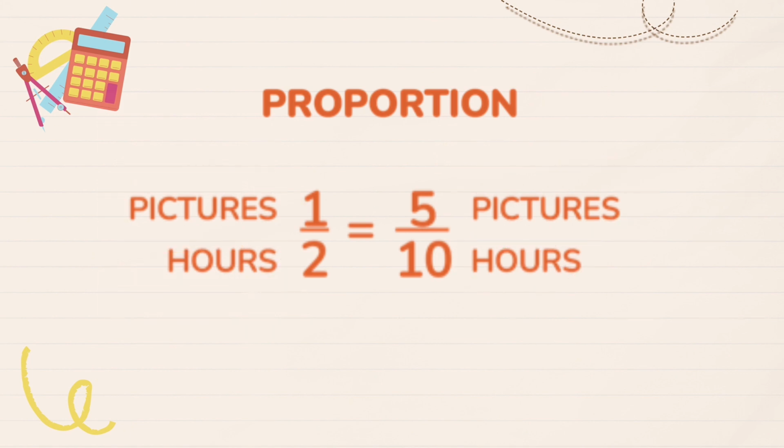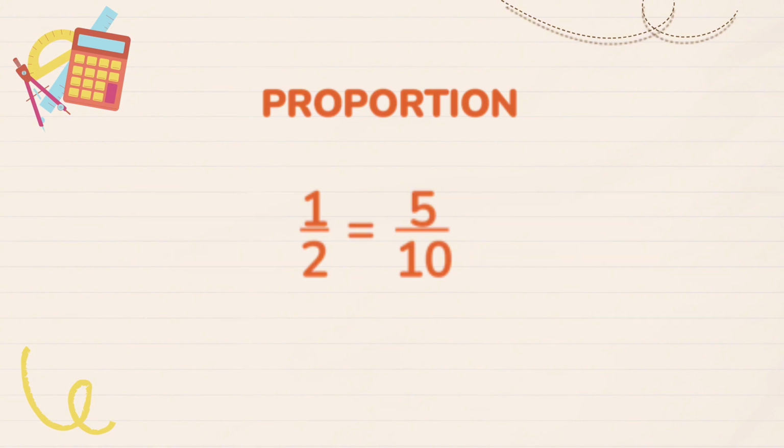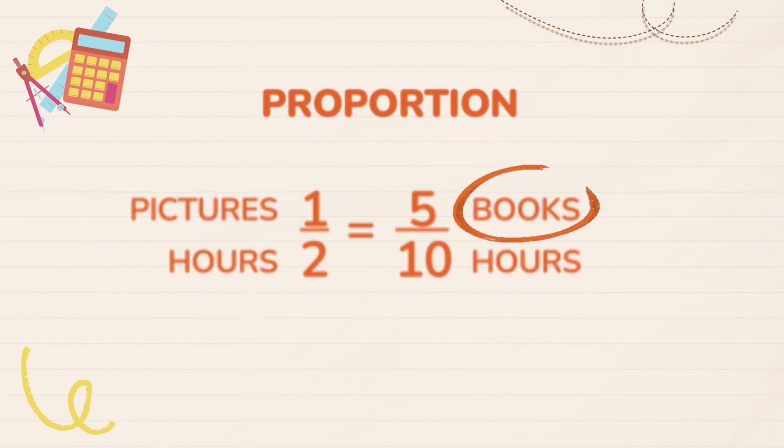But what if we change the top unit of the second ratio to be books instead of pictures? 5 books in 10 hours is not equivalent to 1 picture in 2 hours. So even though the numbers are still the same, this is no longer a proportion.